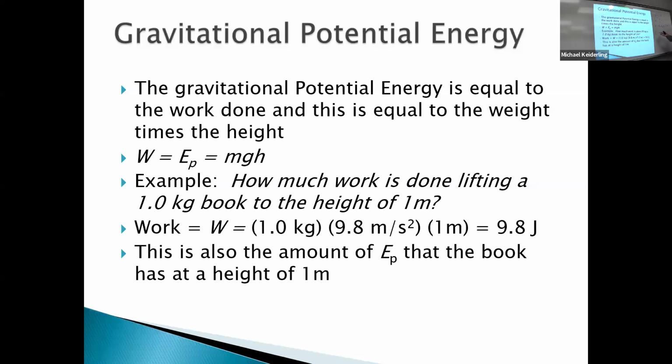potential energy, how much work is done lifting a 1 kilogram book to the height of 1 meter. So here is a 1 kilogram weight. If I lift it 1 meter, how much work did I do? Well, work is mass times the acceleration due to gravity times height. So 1 kilogram times 9.8 meters per second squared times 1 meter. This action, where I lift this 1 kilogram weight up 1 meter, I do 9.8 joules of work.